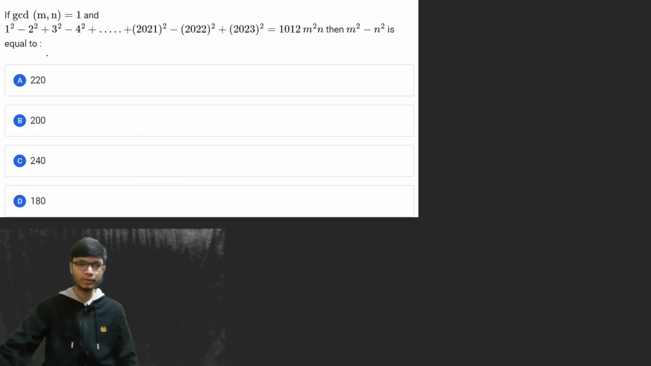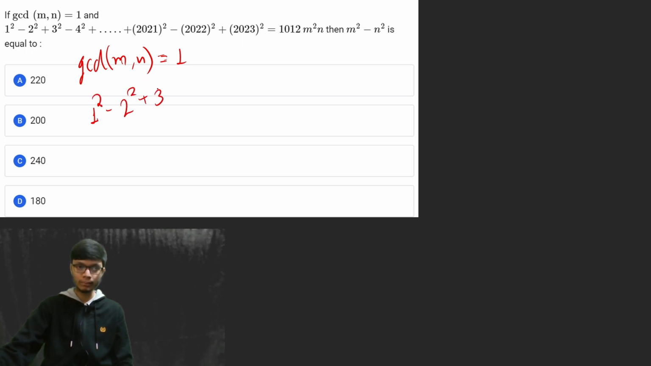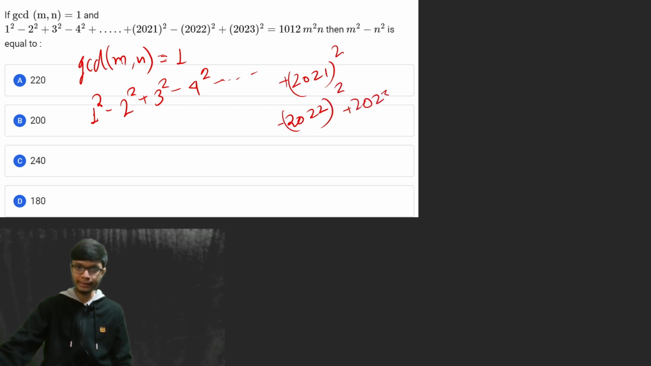All right, so the next problem is on your screen. It says that GCD, or if you call it HCF, is equal to 1. So basically m and n are co-prime numbers. That's the significance here. And then it is talking about 1 square minus 2 square plus 3 square minus 4 square and so on up to plus 221 whole square minus 222 whole square plus 223 whole square. Okay, so by this you can assume that it is a 2023 previous year question.